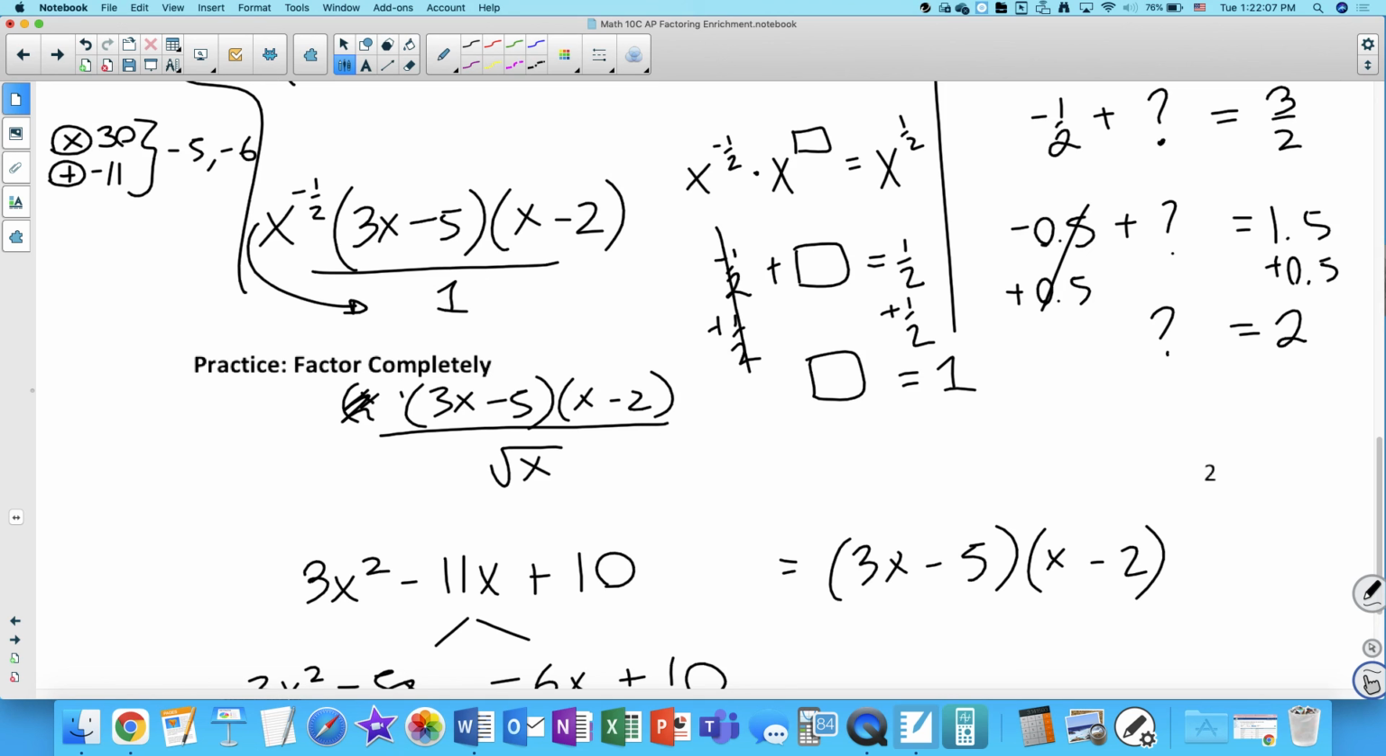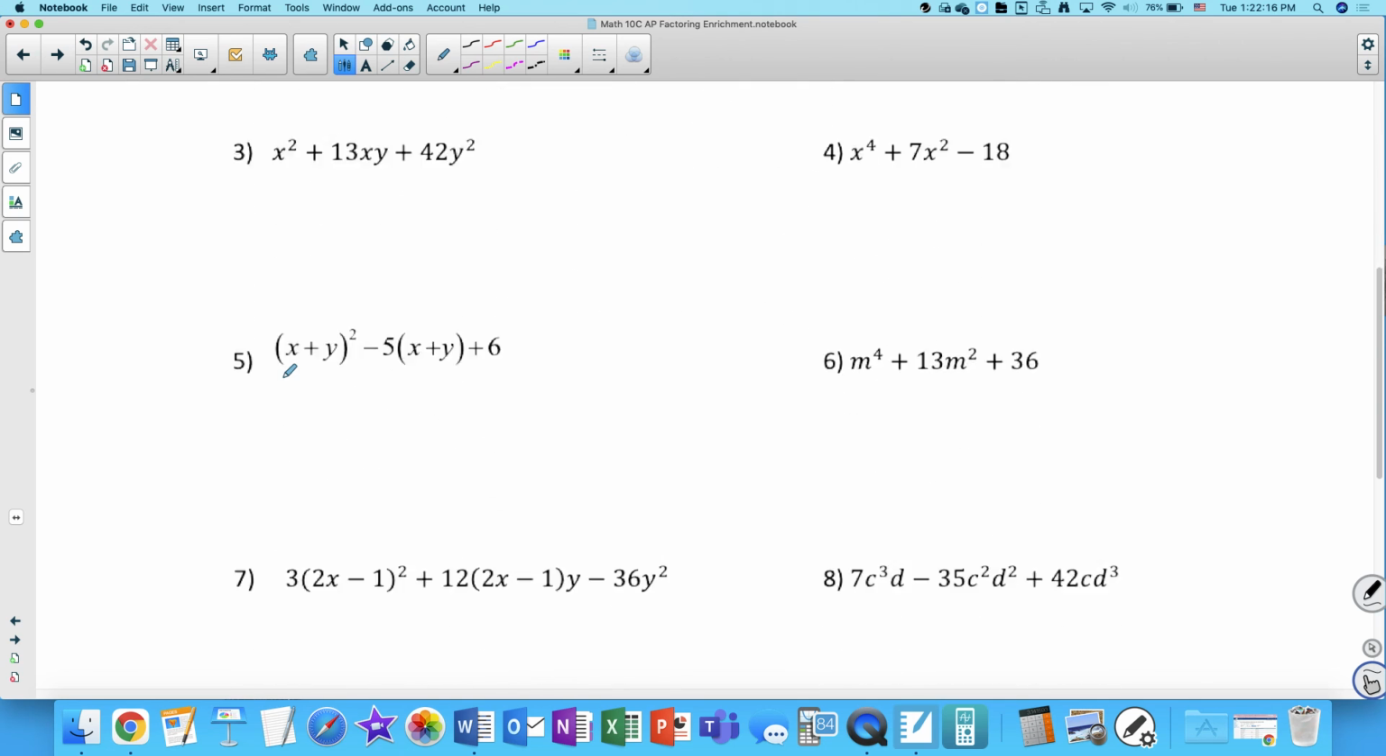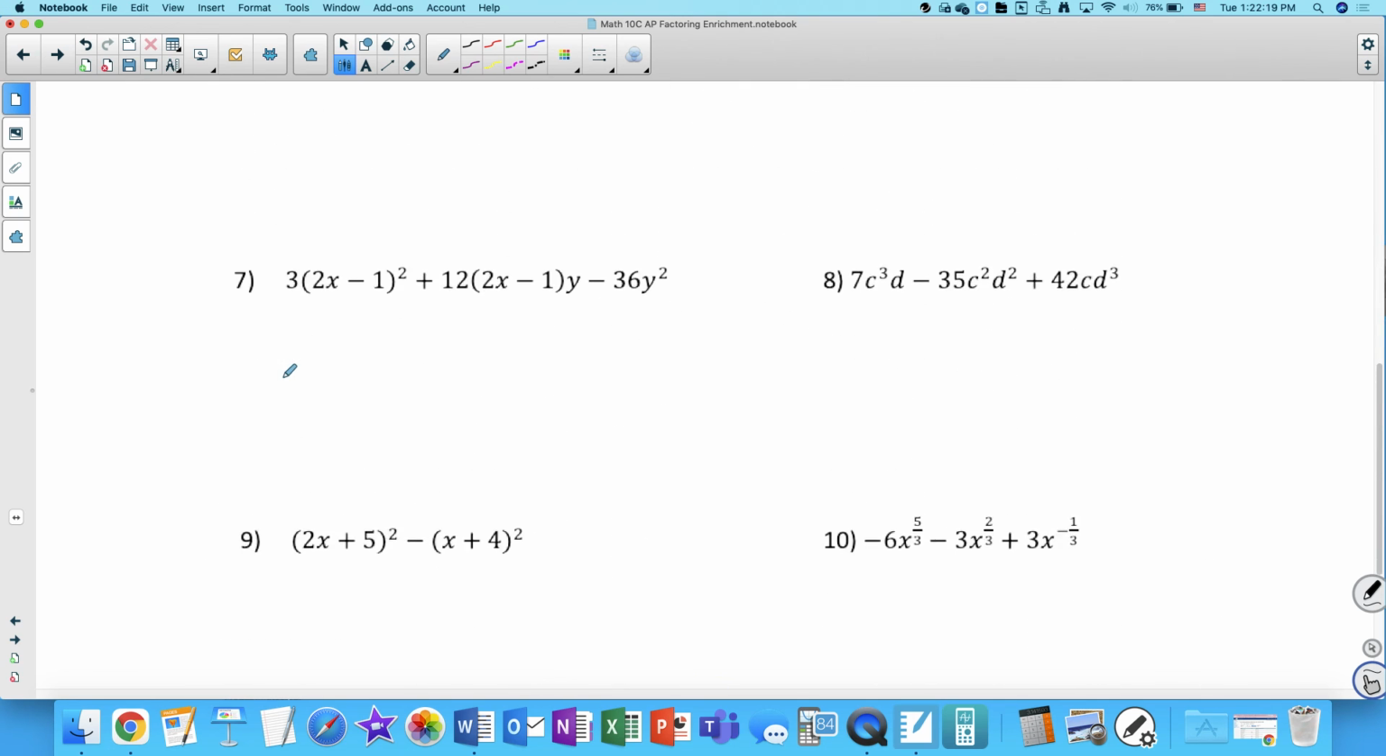Okay, so I am going to stop there. And what I want you guys to work on is the next page. There are 10 factoring questions. And I want you guys to work on those ones for the rest of class.